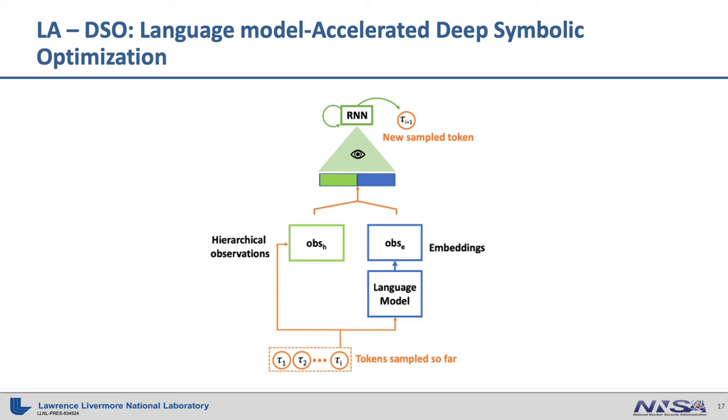However, this is not enough to solve the problem itself. So we combine this with DSO. The way we do it, we have the hierarchical observations that are the token trees, as described in the previous slides, and we concatenate those with the embeddings learned from the language model. Those two pieces of information are used in an RNN, and the RNN will sample new tokens using the token tree sampled so far, and also the knowledge that comes from the language model embeddings. This will help us learn faster and hopefully better as well, for a wide variety of applications for which we have some data sets of example solutions.